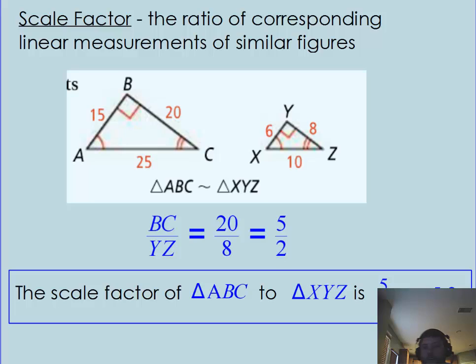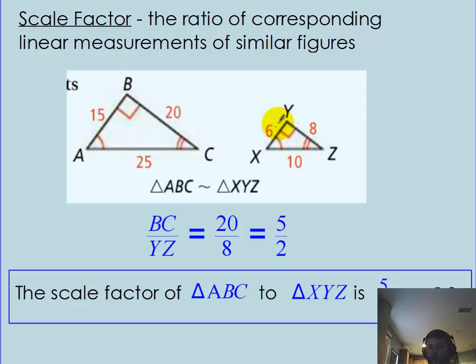We have this idea called a scale factor. Scale factor is the ratio of corresponding linear measurements of similar figures. What does that mean in English? It's basically a fraction that shows how much we're scaling up and down. So if we have two similar triangles here, you can figure out the scaling factor. I'm saying they're similar. You just have to create a ratio of two of the corresponding parts.